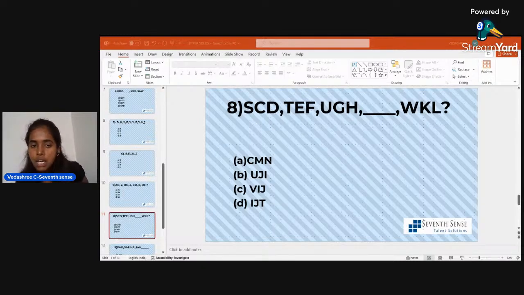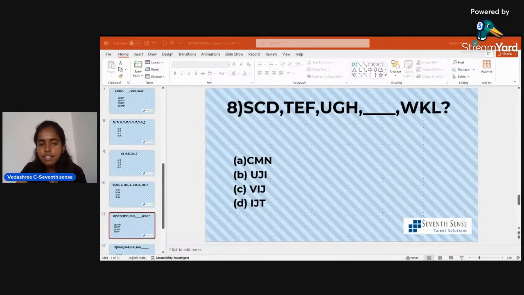V, W. So, next we'll skip one letter. So, here C, we'll skip one letter and we'll write E. Then we'll skip one letter and we'll write G. Then we'll skip one letter and we'll write I. Then we'll skip another letter and we'll write K.